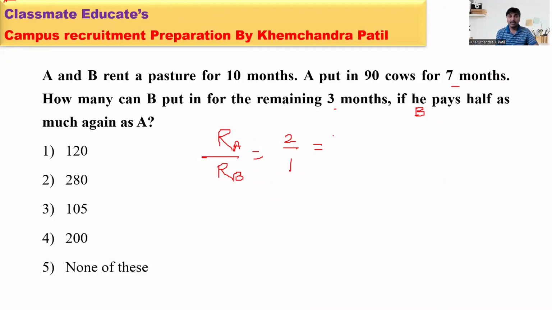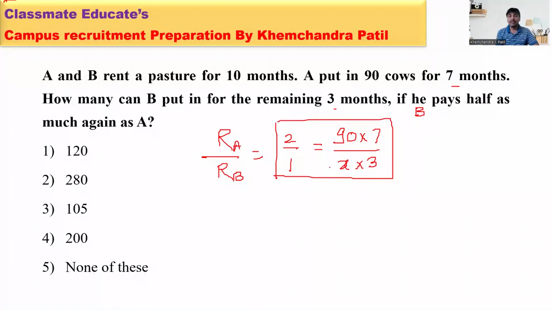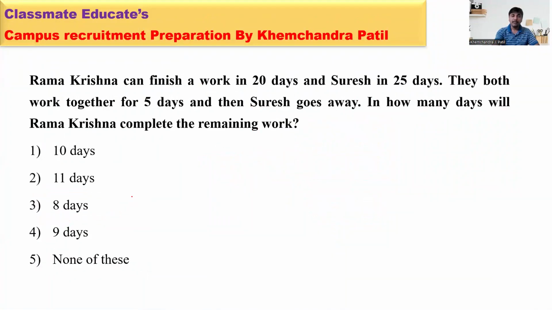So the rent for A will depend on the number of cows he put for the 7 months. So, 90 multiplied by 7. Now we don't know how many cows B has, but he put his cows for 3 months. So just simplify this and find the value of x. If you simplify this further, this will cancel on 30 and this 2 cancels this 30 on 15. So x will be equal to 105. So your answer is 105, which is option number 3.